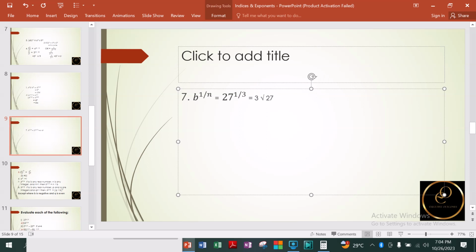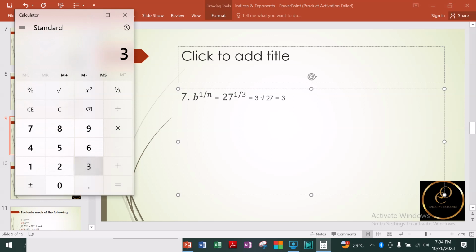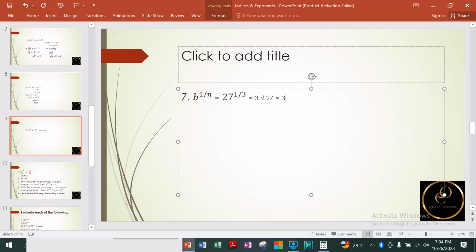To find the cube root of 27, you are going to find that it will be equal to 3. How? Because 3 times 3 times 3, you're going to get 27. So the cube root will be 3. That will be the answer. Okay, are we together? Yes. So that's how we answer this type of operations, using the 7th rule.